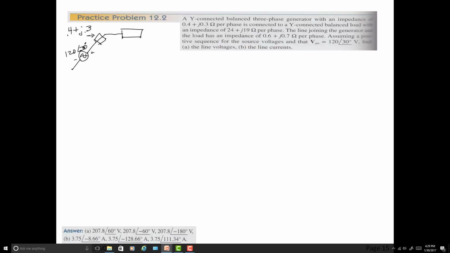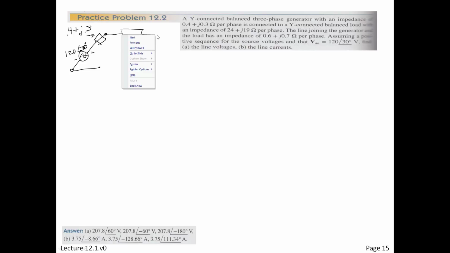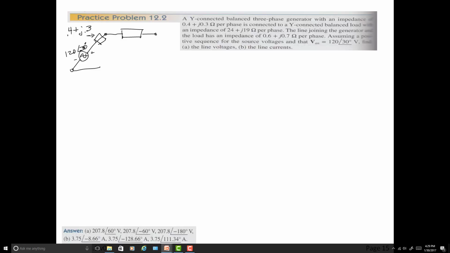All right, then it gets out here to the line. So that's the end of the generator between there and there. And then there's the line, and it comes out here to the load, and that will connect back to the neutral. Okay, now you can say, well, where's the neutral impedance? In a single loop like this, it's just bunched in here. So the line joining the generator and the load, it says over here, has an impedance of 0.6 plus J 0.7.